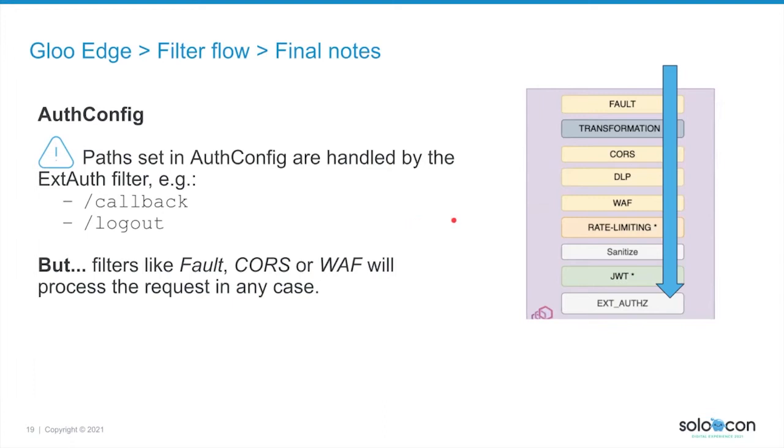As a final note regarding the ExtAuth filter, when you use the OpenID Connect policy, and if you set the callback path or the logout path, just bear in mind that the request will first go through these different filters before reaching the ExtAuth filter. So for instance, if you are using the CORS options, then your request will first be applied the CORS settings before reaching the ExtAuth filter for the callback.